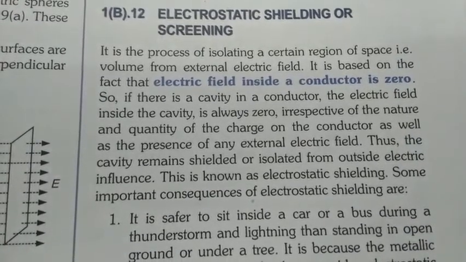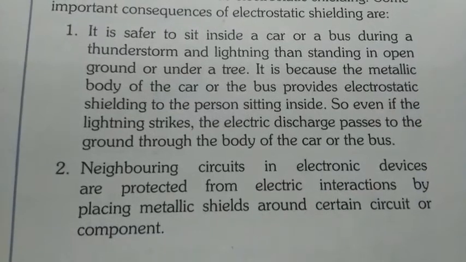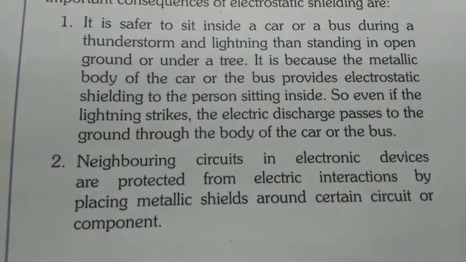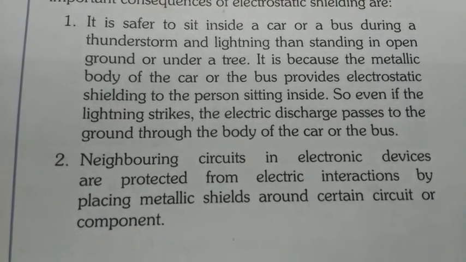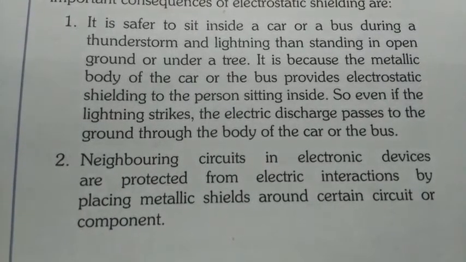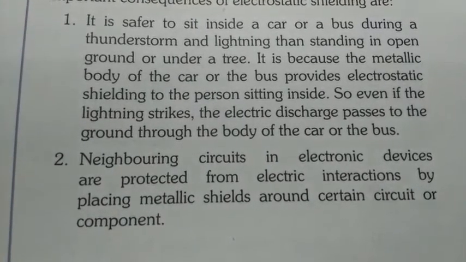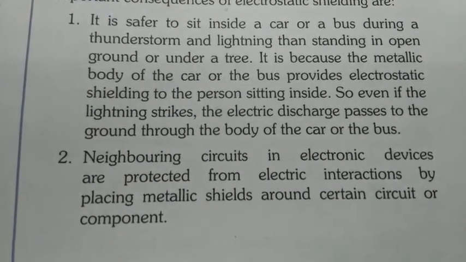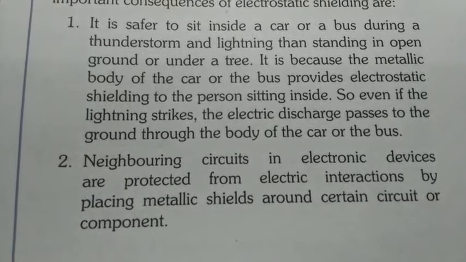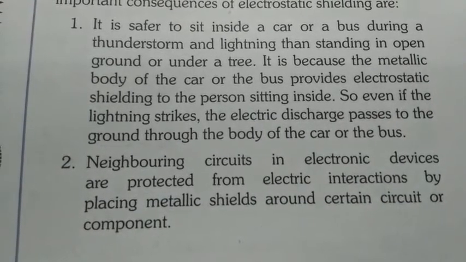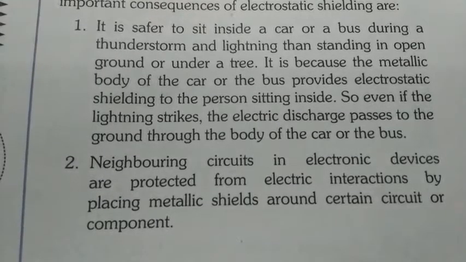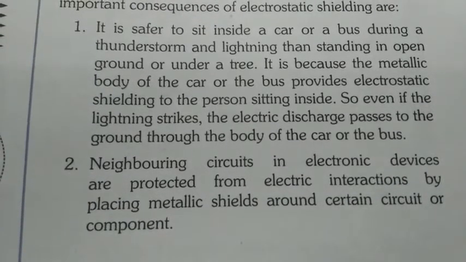You can understand this by another example: neighboring circuits in electronic devices are protected from electric interactions by placing metallic shields around certain circuits or components. You have seen that in many electrical devices, the electronic components are inside a metallic box. Why are they inside the box?